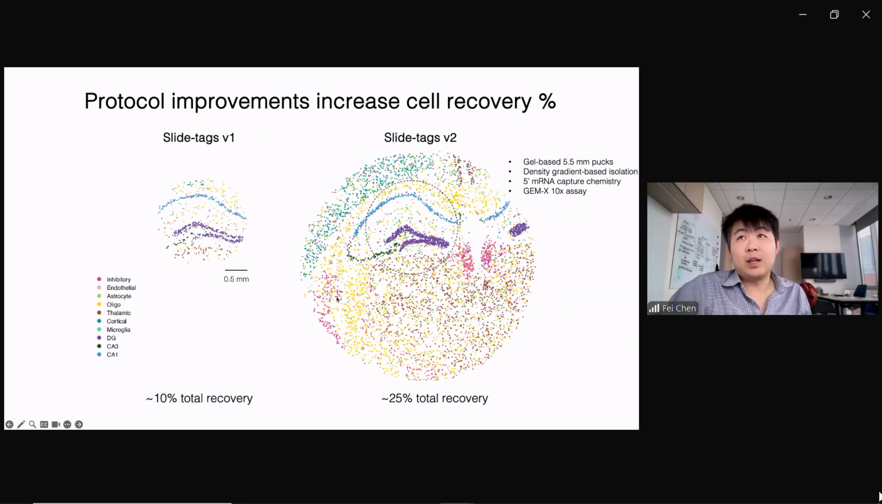And we've made some improvements to the protocol where we are actually getting probably 25 to 30% of the nuclei from any given tissue spatially mapped into space. Given the quality of the single cell data, we think this is great. And we've done some downsampling analysis on both receptor-ligand interactions and niches to show that these things are robust at these levels of recovery.